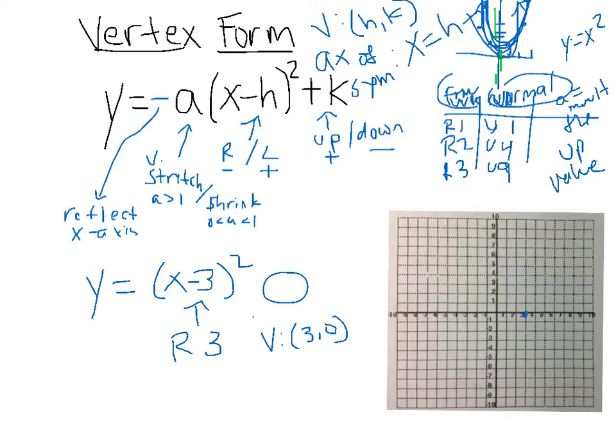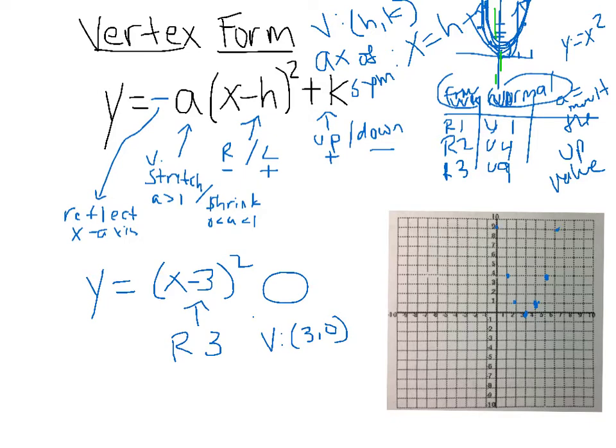So here's my vertex point at 3, 0. Since there's no stretch or shrink, it's just going to follow the normal pattern. So from my vertex, we'll go right 1 unit, up 1, because 1 squared is 1. From my vertex, we go right 2 units, and then we'll go up 4, because 2 squared is 4, and we don't have an a value. And then we can just reflect those points there. Let's go ahead and put in 3, 9. So from my vertex, we go right 3, up 9.